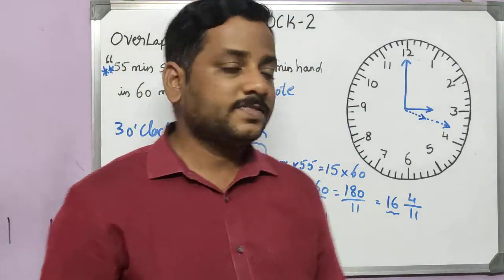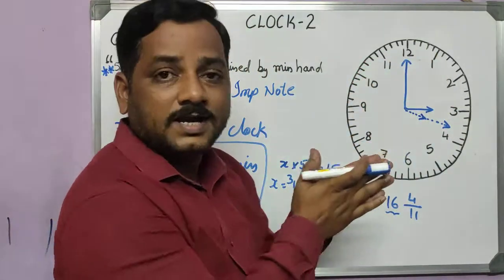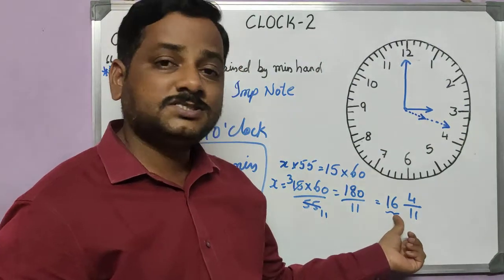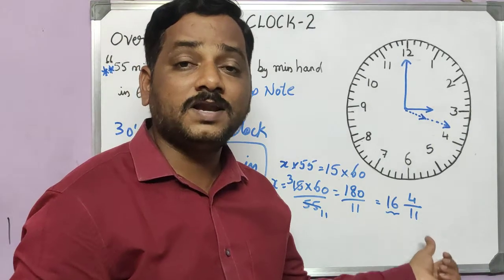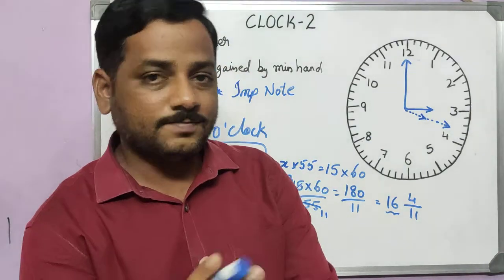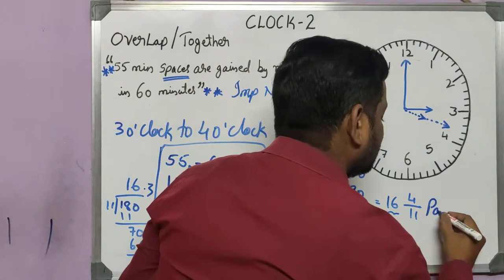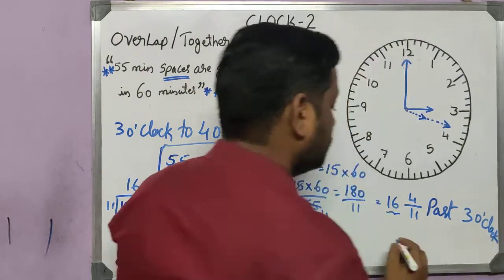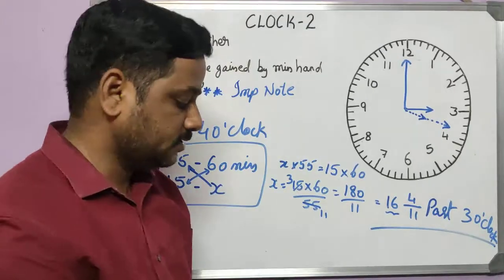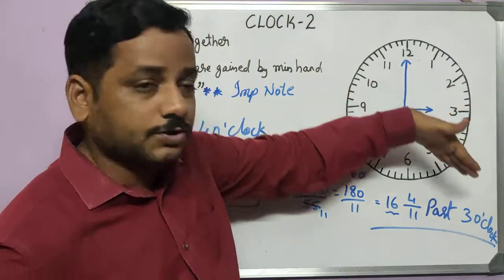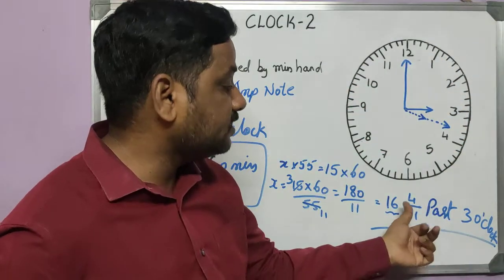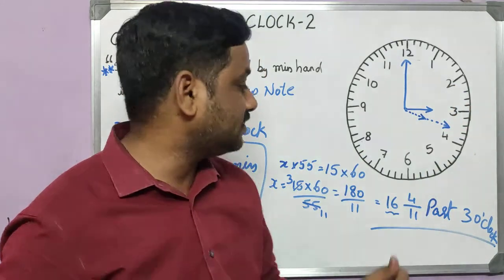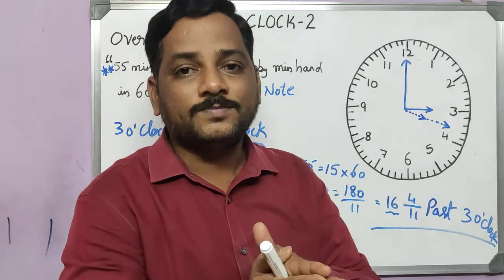It means that the hour hand and minute hand are going to overlap after 16 minutes and 4 by 11 seconds after 3 o'clock, meaning past 3. This is a very important word. Past 3 o'clock. You should never forget about that statement. After passing 3 o'clock, exactly at 16 minutes and 4 by 11 seconds, both will overlap each other.